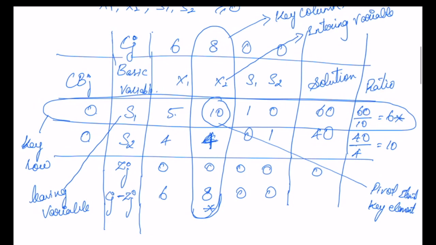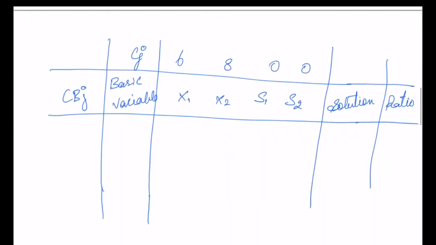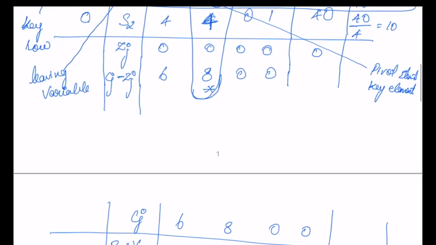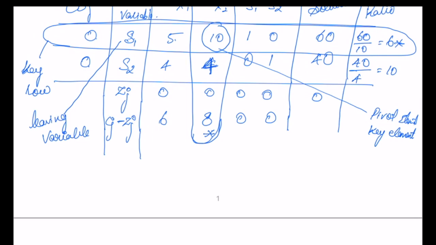And our first step in the first iteration will be this S1, as I've already told you, this is the leaving variable. So S1 will leave and the entering variable x2 will be replaced here. So we'll replace this S1 with this x2. S1 will be replaced by x2 and S2 will remain the same. The coefficient of x2 is 8 in the objective function and the coefficient of S2 is 0.